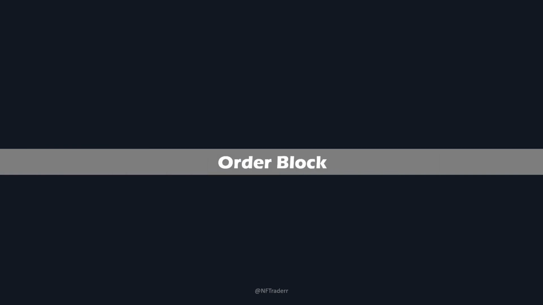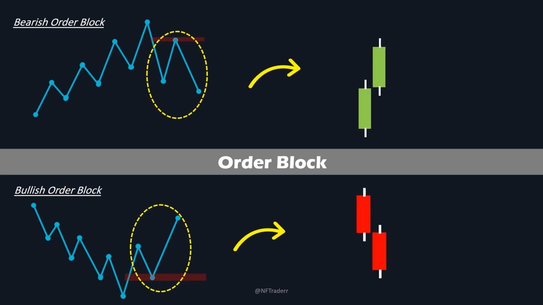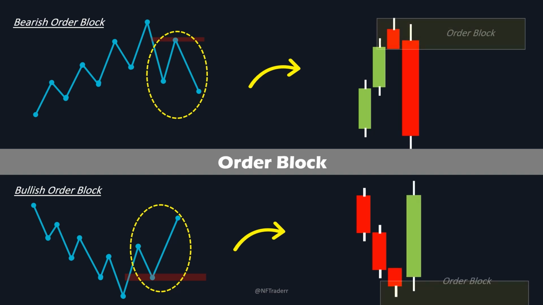In a bearish scenario, an order block is the area of the last bullish candle before a sharp drop in price. This drop usually creates a valid break in market structure. In a bullish scenario, it's the area of the last bearish candle before a significant upward movement that leads to a bullish break in structure.